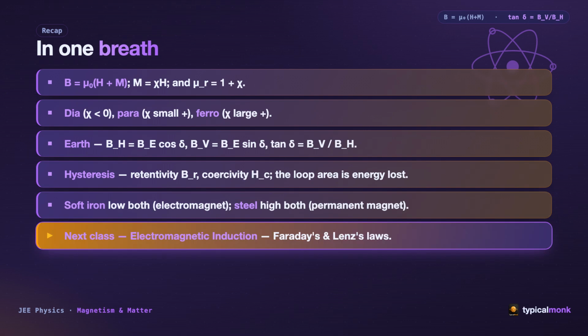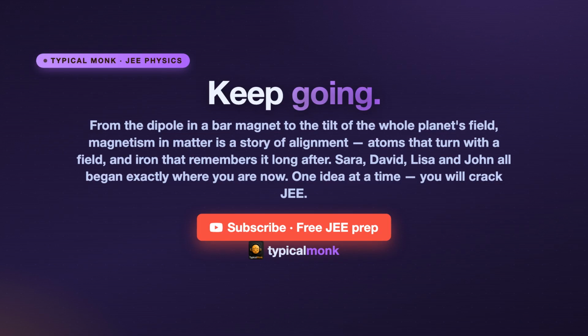Next class, electromagnetic induction, Faraday's and Lenz's laws. From the dipole in a bar magnet to the tilt of the whole planet's field, magnetism in matter is a story of alignment. Atoms that turn with the field, an iron that remembers it long after. Sarah, David, Lisa, and John all began exactly where you are sitting now. One idea at a time, you will crack JEE. I will see you in the next class.